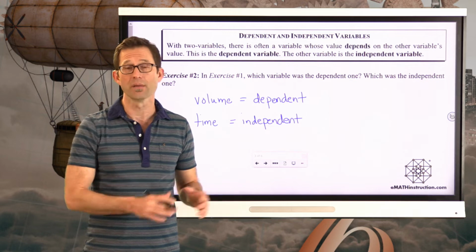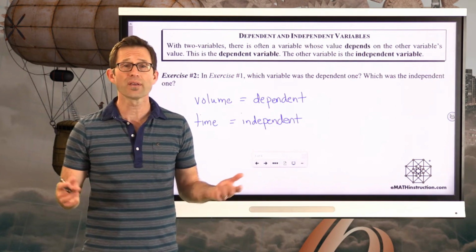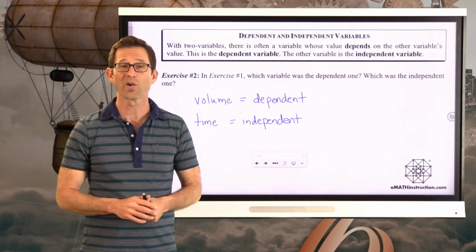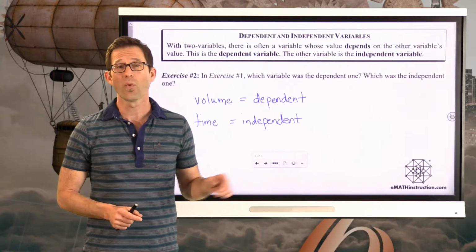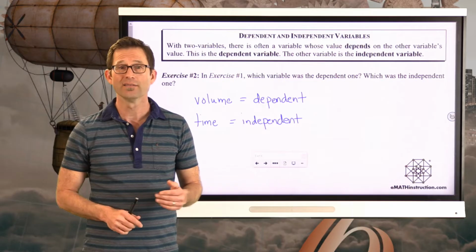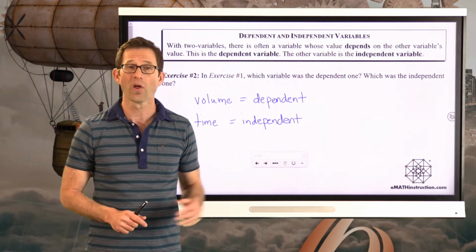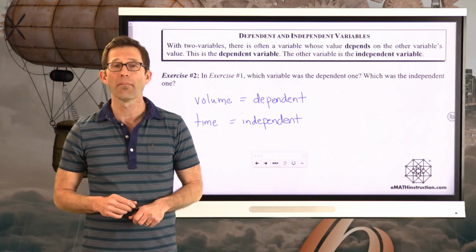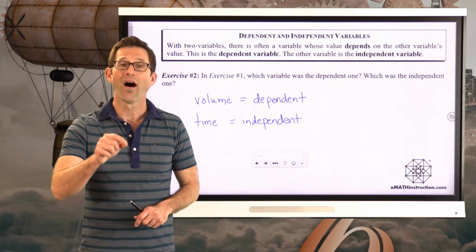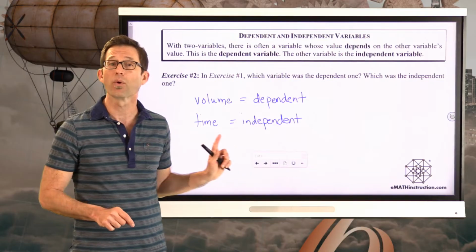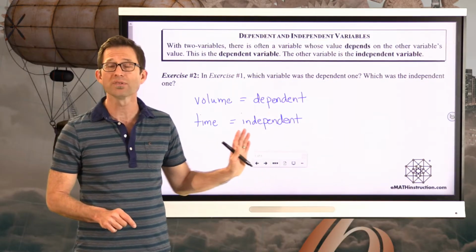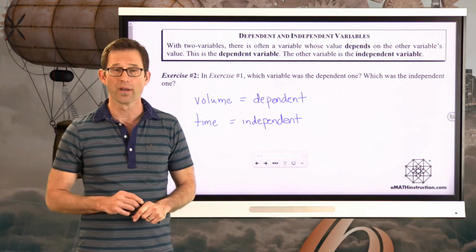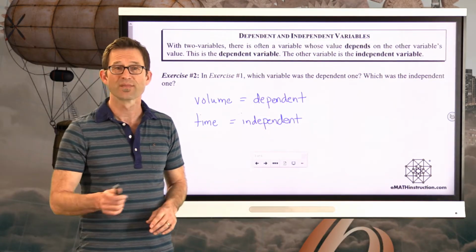and then the other one is dependent, right? And that's often the case because time is just time. I mean, time flows along no matter what. Whether we were putting water in that bathtub or not, time just keeps marching along, right? The volume, though, of how much water went into that bathtub depended on the amount of time that we were filling it. So time was the independent variable, and the volume depended on how long we were filling it up. All right, let's keep going.